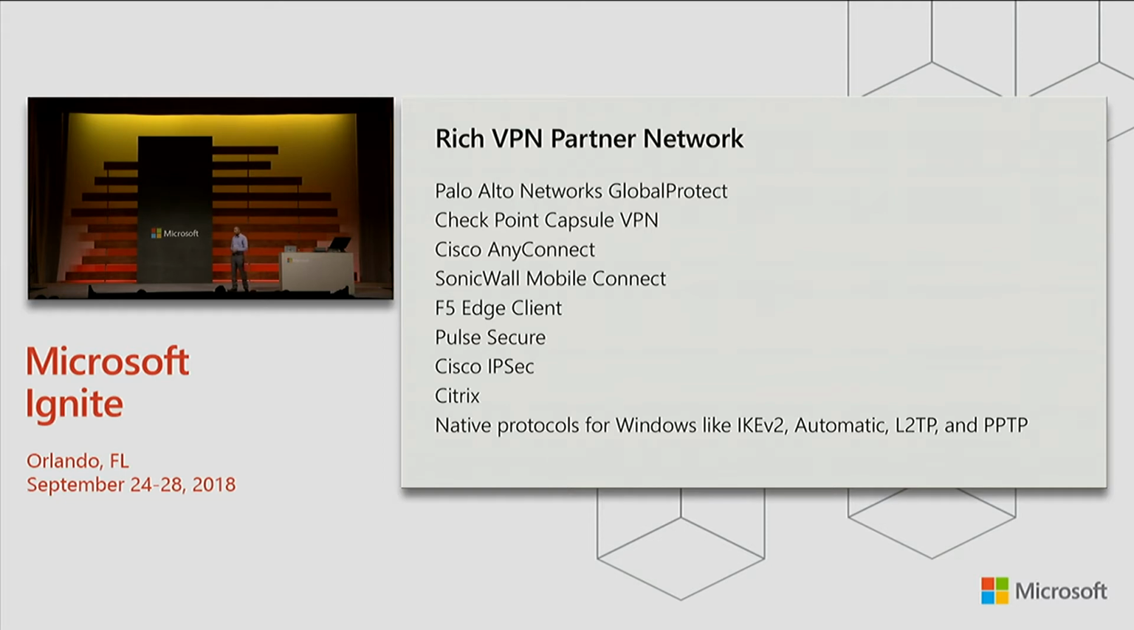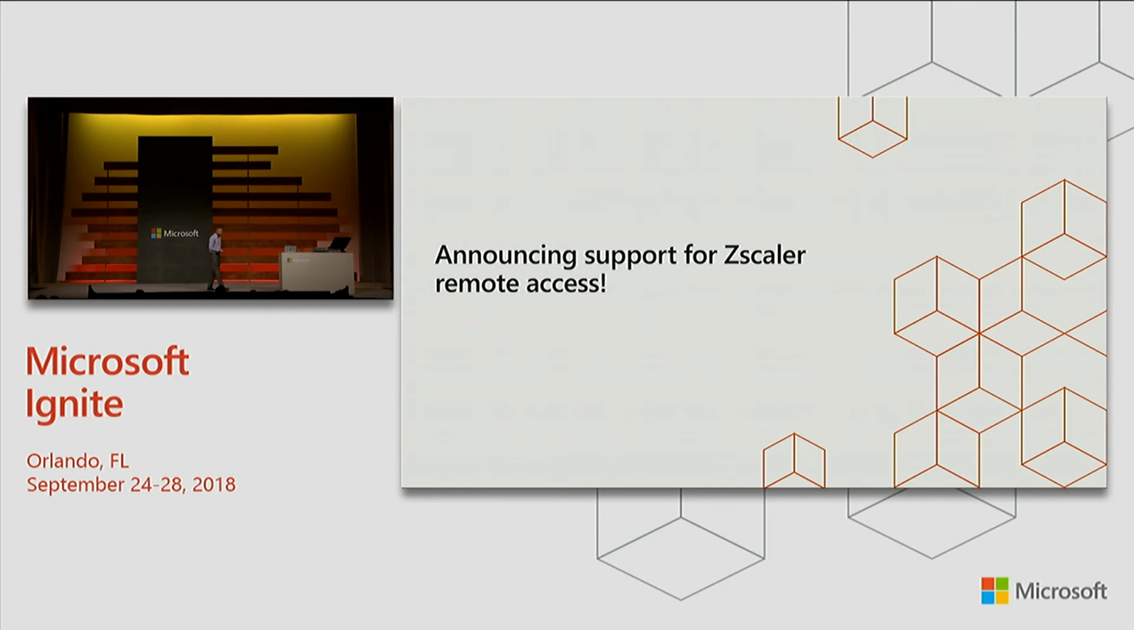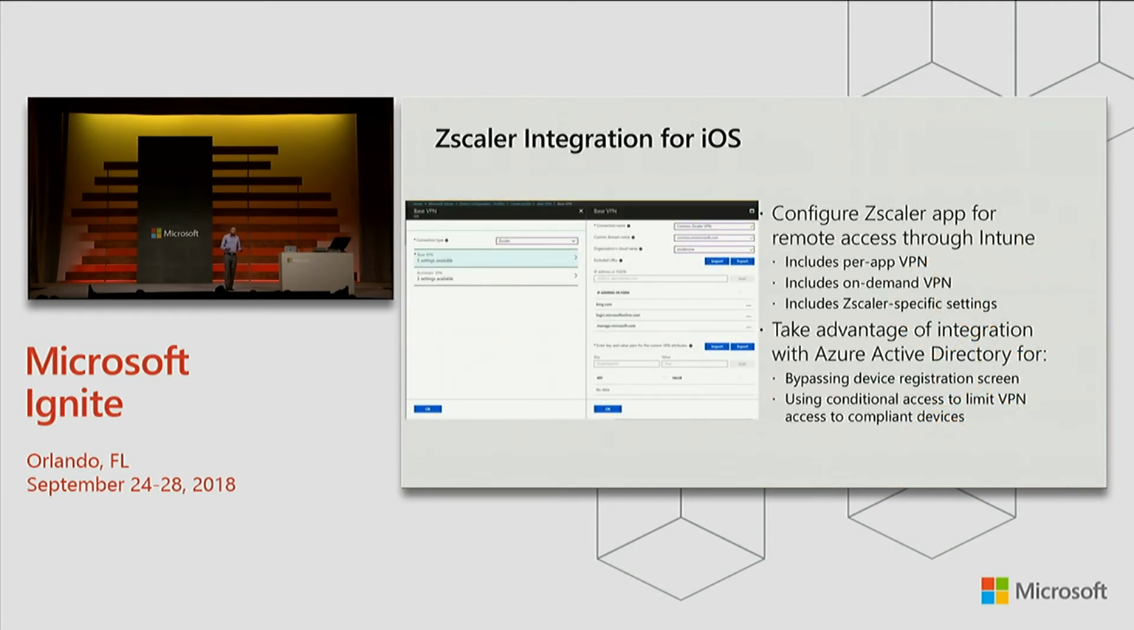And with that, we're really pleased to announce that we're supporting Zscaler remote access. So this is another really important partner for us. We're really excited about this integration. What this means is that within the Intune console, you'll be able to configure the Zscaler remote access application to do per-app VPN, on-demand VPN, and even have support for conditional access.